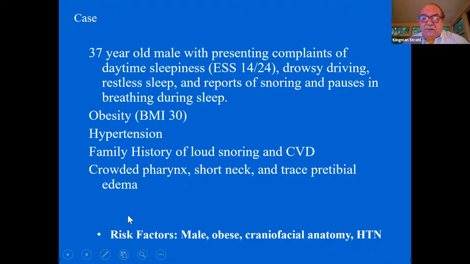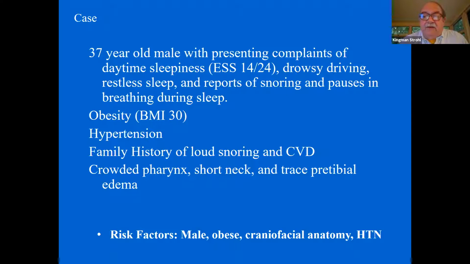I can make a genetic case for each of those risk factors as being important. And if I was able to get almost 50,000 people with obstructive sleep apnea, I could probably find genes that relate to all those things.